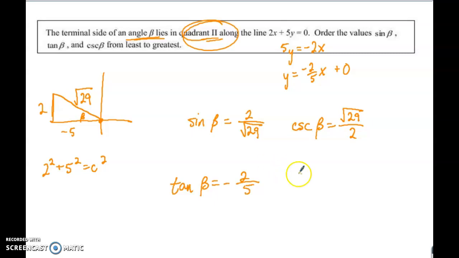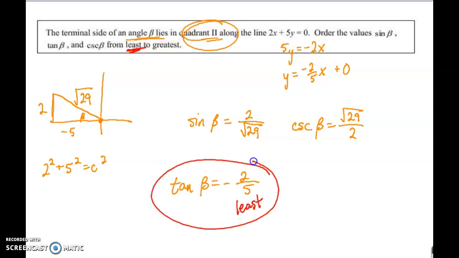But as we look at this from least to greatest, just a reminder that for the least, negatives come before positives. So the least is tangent of beta. And then, I guess I should write it down in case you don't. I'm saying beta for this letter.